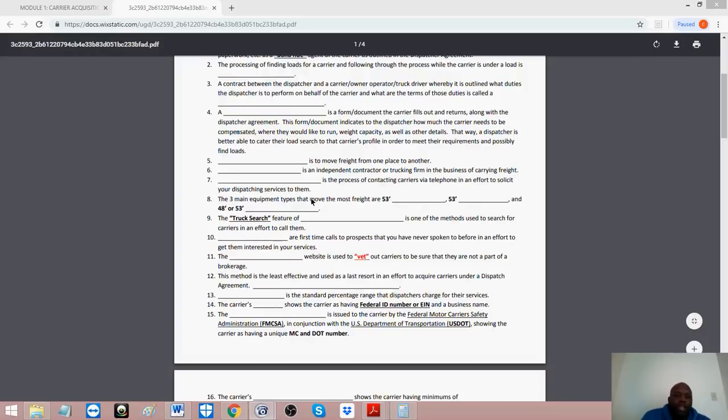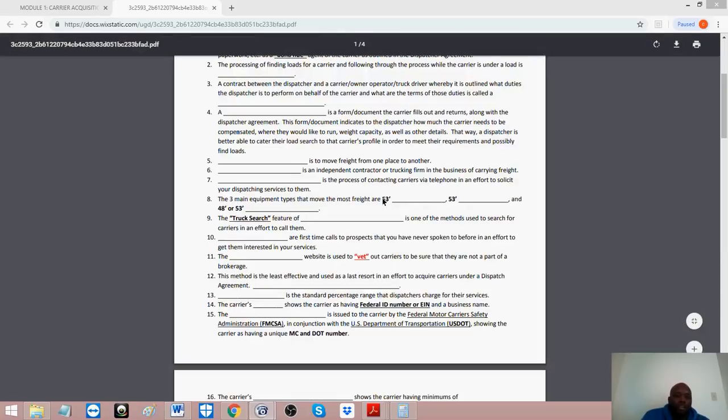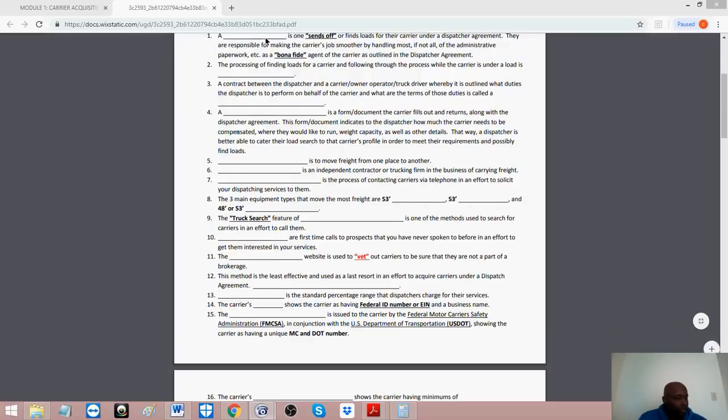Okay, here, the 3 main equipment types that move the most freight are 53-foot blank, 53-foot blank, and 48 or 53-foot blank. So, and we went over that, right? Yep. So van, reefer, flat. Correct, Keenan. So 53-foot dry van, 53-foot reefer trailer, and 48-foot to 53-foot flatbed. So that's number 8.